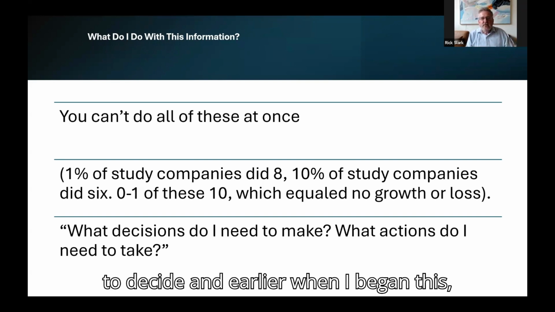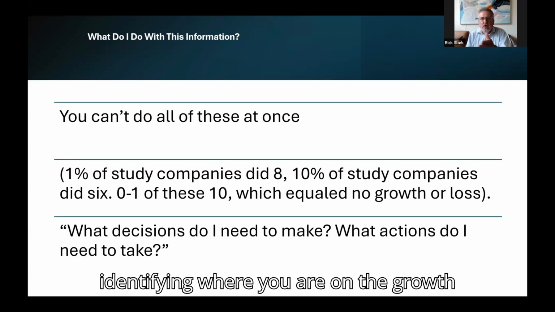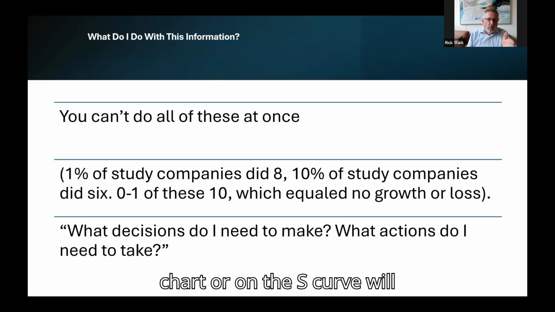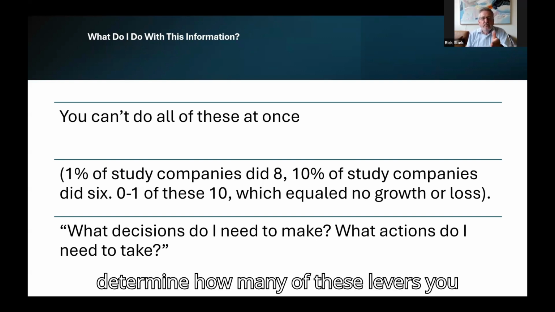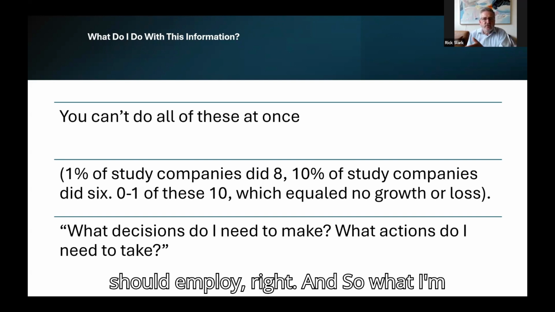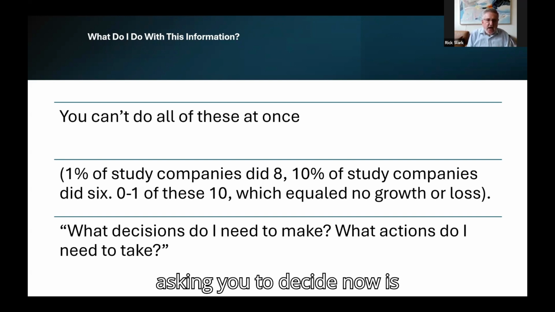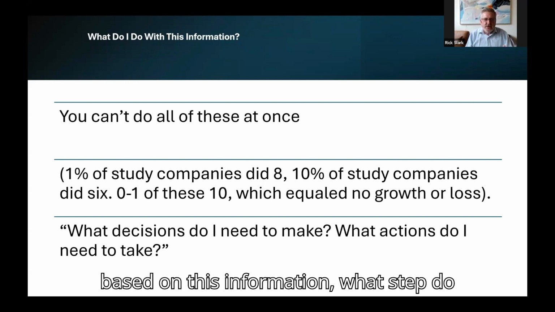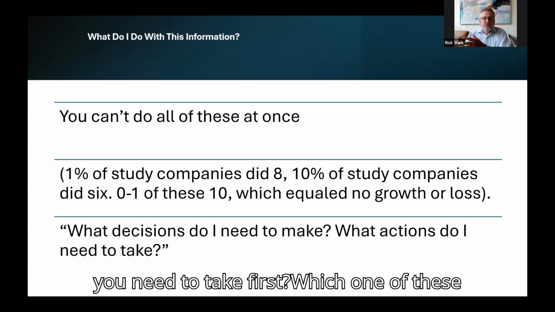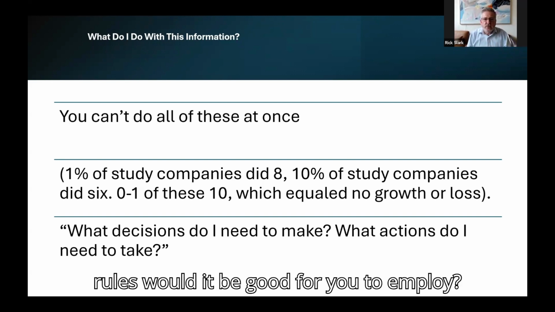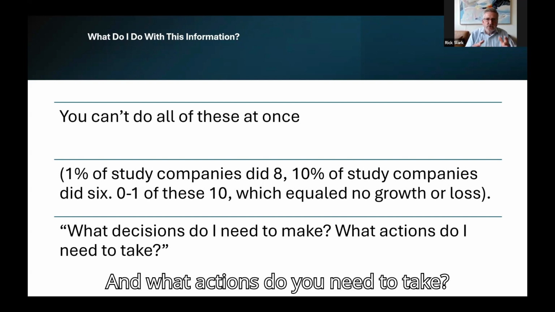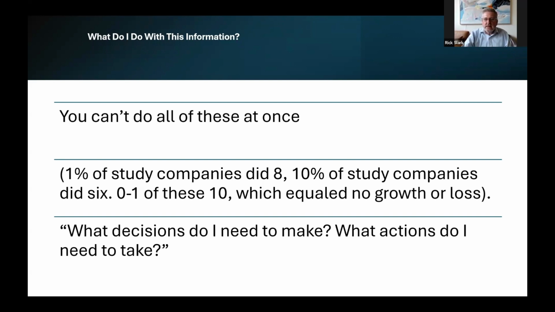And earlier when I began this, identifying where you are on the growth chart or on the S curve will determine how many of these levers you should employ, right? And so what I'm asking you to decide now is, based on this information, what step do you need to take first? Which one of these rules would it be good for you to employ? And what actions do you need to take?